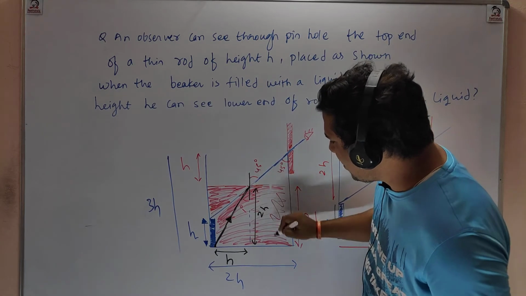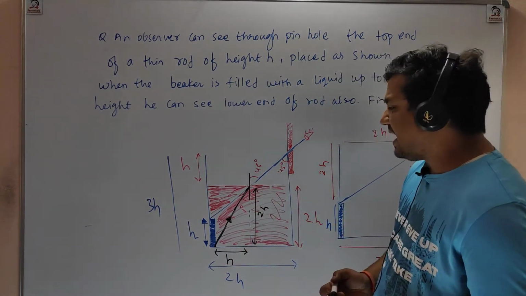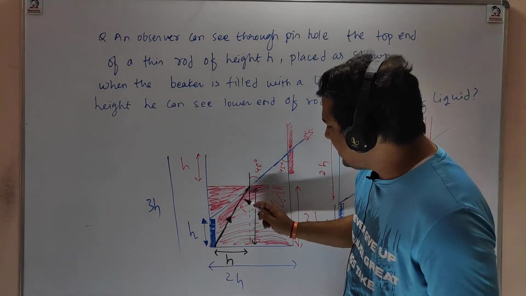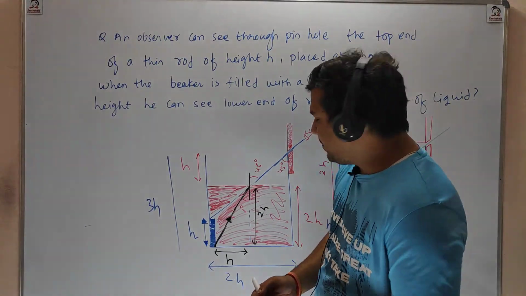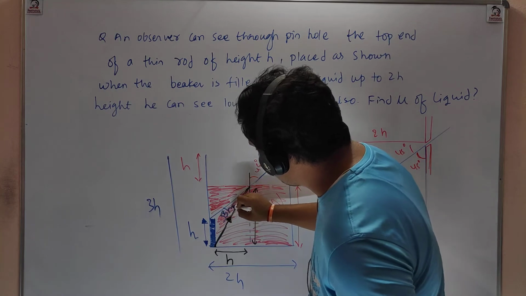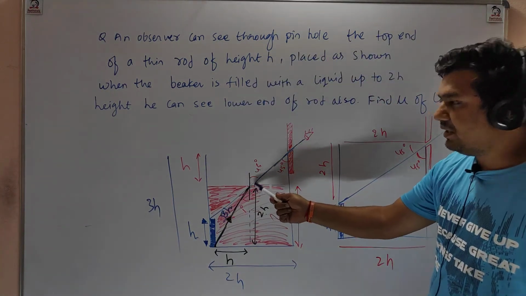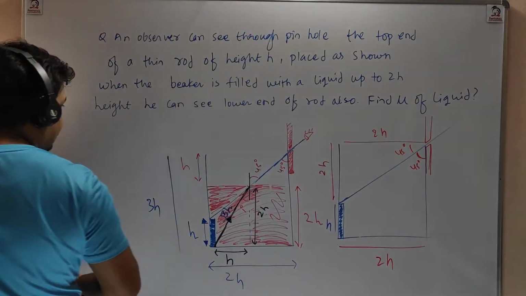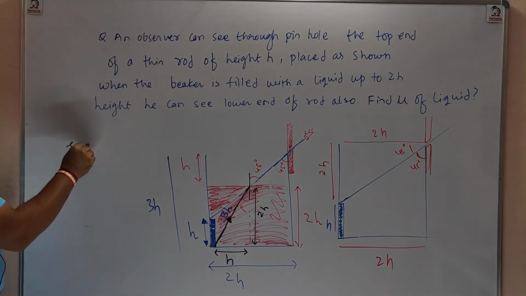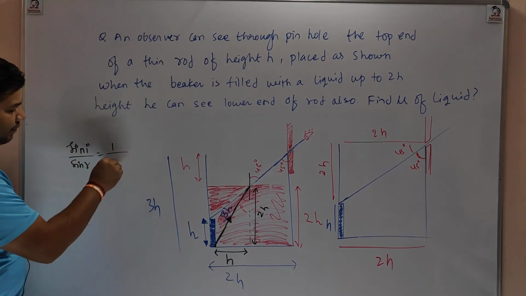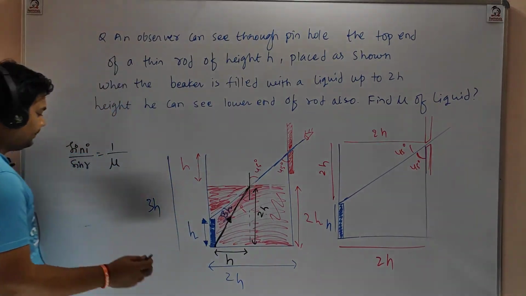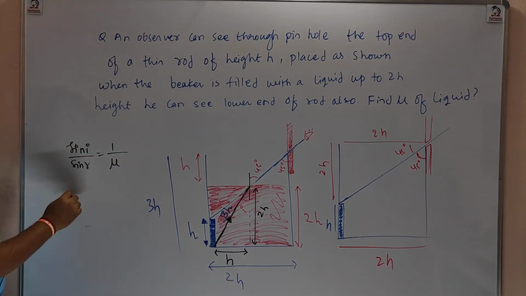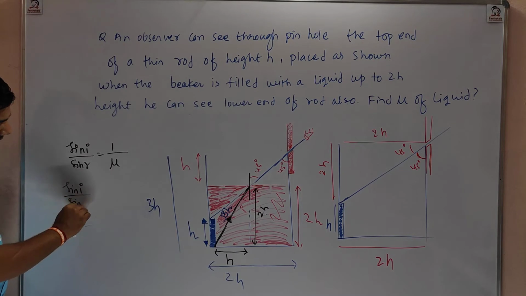Now by using the values of h and 2h, we can find the value of sine I. If this is 2h and this is h, can you find the length of this hypotenuse? Under root 5h, right? Agree? So now let's apply Snell's law. By Snell's law, sine I by sine r is equal to 1 by mu. Why 1 by mu? Because the light ray is going into the rarer medium from the denser medium. So r is 45 degrees.